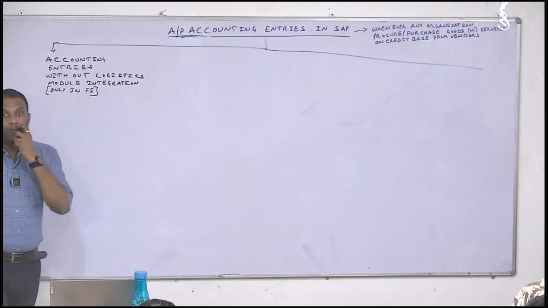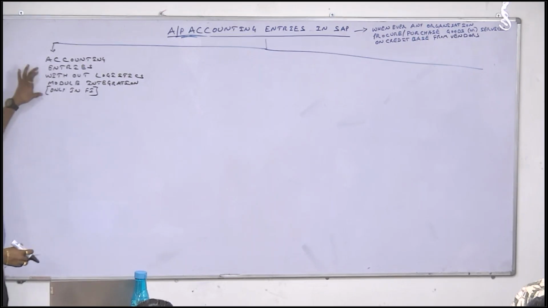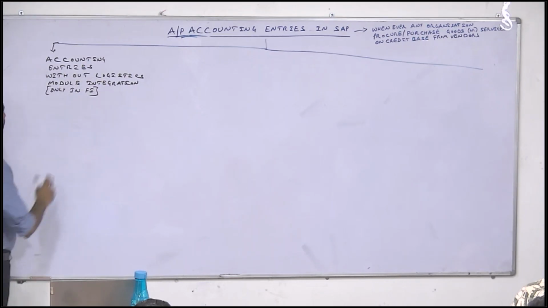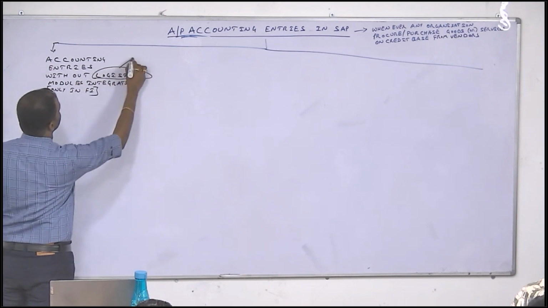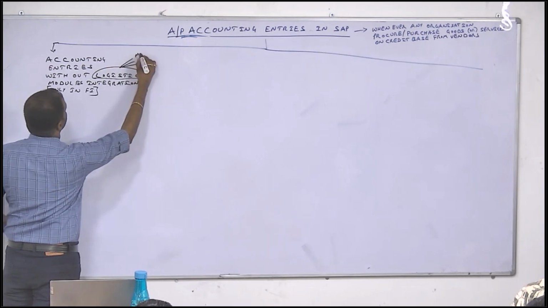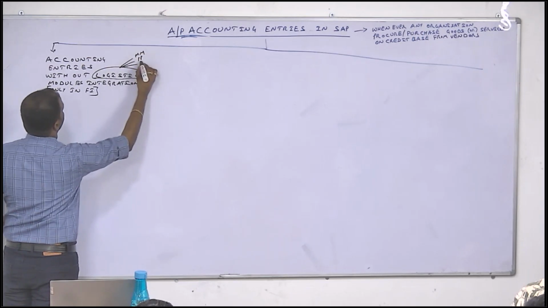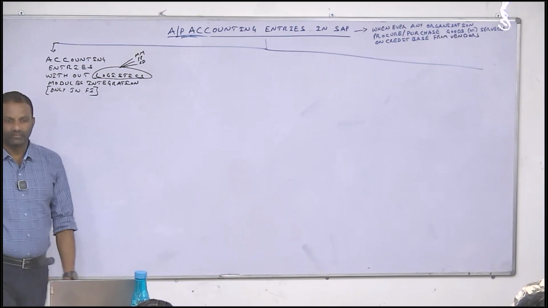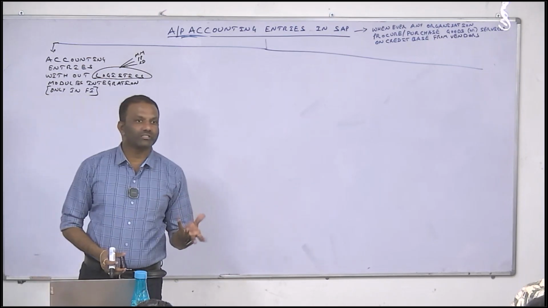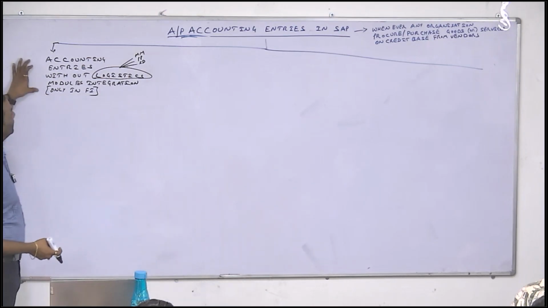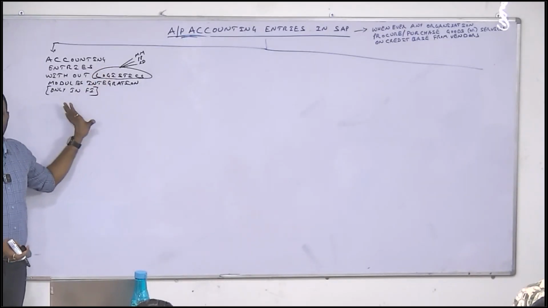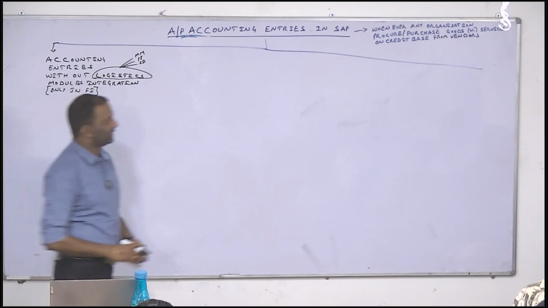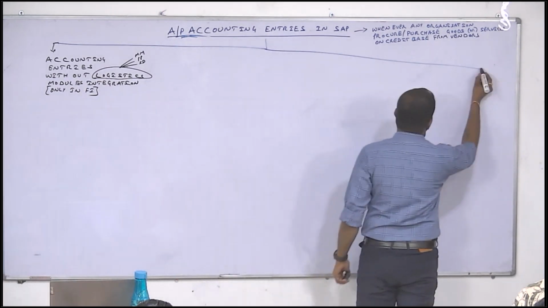What is the first one? Accounting entries without logistics modules integration. What are these logistics modules? Nothing but MM, PP, SD. These three modules we call logistics modules. So accounting entries without logistics module integration means only in FI. Then what are the accounting entries? They will be posted. Then what is the second one?